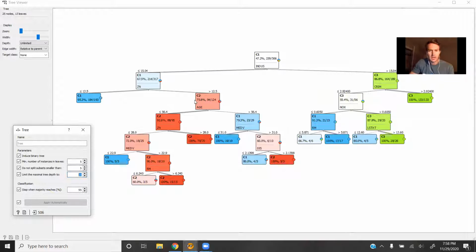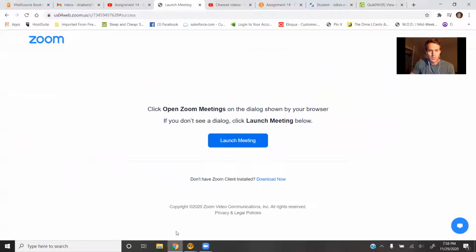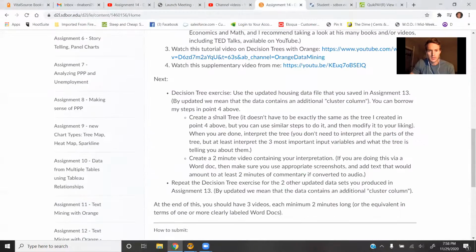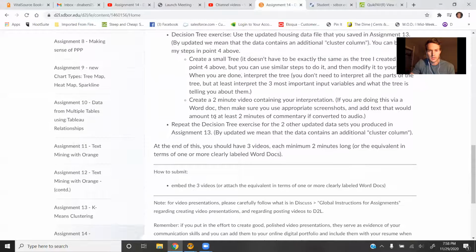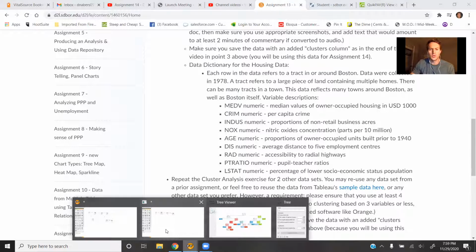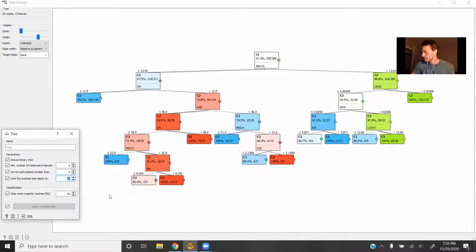So here at 5 and 5, with our top node here being the INDUS. So we'll look at that over here. The INDUS over here on 13. So that is proportions of non-retail business acres. It's just interesting that Orange pulled that one up as the most important variable for that particular cluster number.